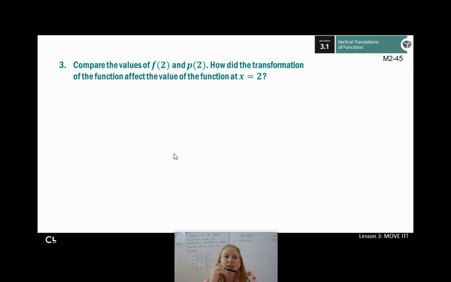So can you compare the values of f of 2 and p of 2? How did the transformation of the function affect the value of the function at x equals 2? Go ahead, hit pause, find f of 2 and p of 2, tell us how it affected it, and then hit play when you're ready to check your work.